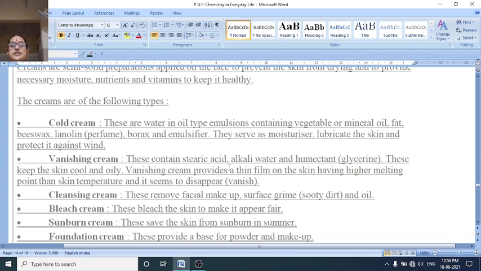Vanishing cream provides a thin film on the skin having a higher melting point than skin temperature and it seems to disappear. Next is cleansing cream. These remove facial makeup, surface grime, sooty dirt and oil.